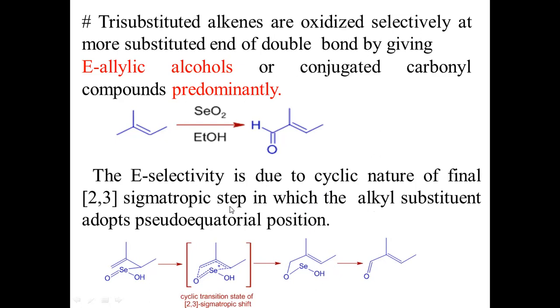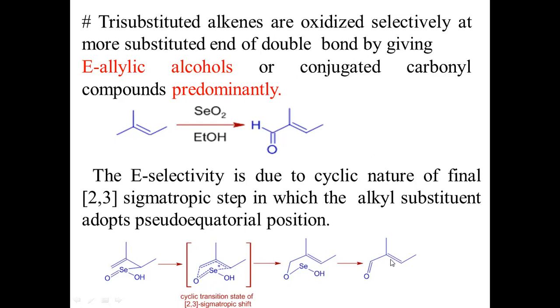Okay, so sigmatropic shifts generally, whether it may be a 2,3 or 3,3 sigmatropic shift, will undergo via a cyclic transition state formation. So during this cyclic transition state formation, what is happening? The alkyl group, the methyl group, is aligning in a pseudo equatorial position, due to which the molecule ends up with E stereochemistry.